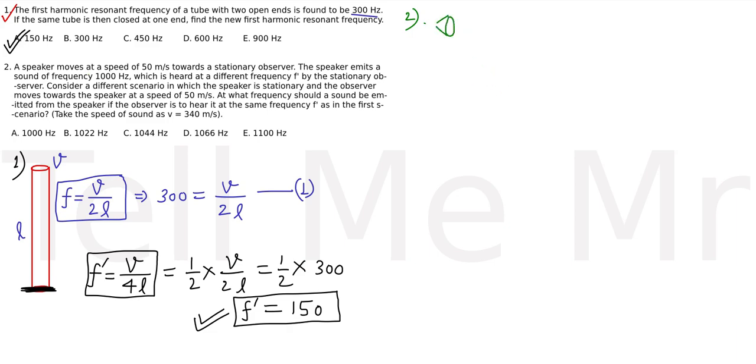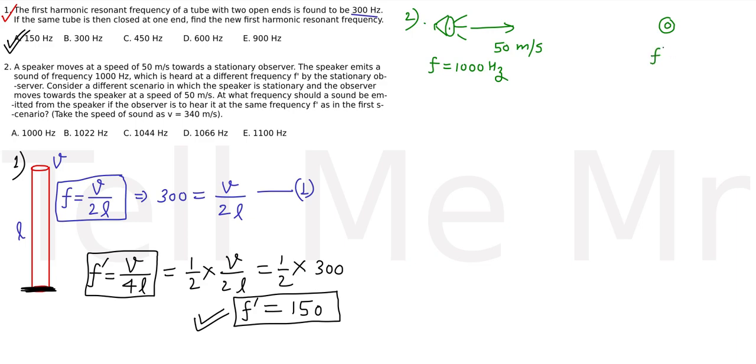So suppose we have a speaker here which is emitting sound, and we have an observer here. This speaker is moving towards the observer at a speed of 50 meters per second. The speaker emits a sound of frequency 1000 Hz. So the actual frequency of this speaker is 1000 Hz, which is heard at a different frequency f dash. This observer will hear a frequency different than this actual frequency, and that is known as the Doppler's effect because there is a relative motion between the source and observer here.